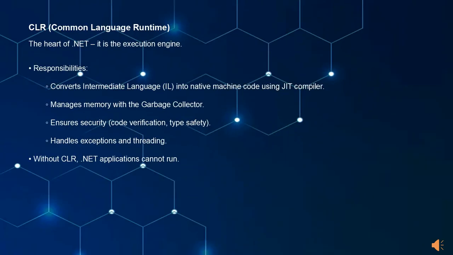CLR, Common Language Runtime. The heart of .NET, it is the execution engine. Responsibilities: converts intermediate language, IL, into native machine code using the JIT compiler, manages memory with the garbage collector, ensures security, code verification, type safety, handles exceptions and threading. Without CLR, .NET applications cannot run.